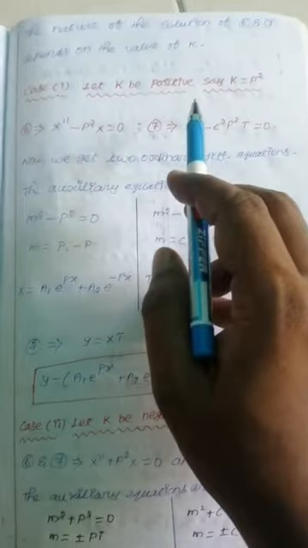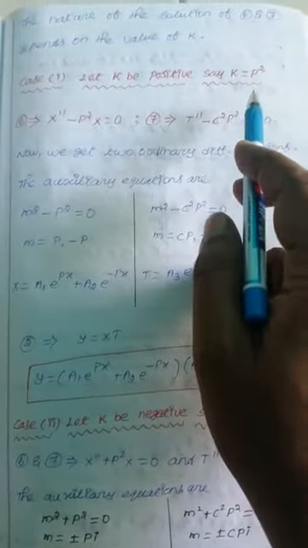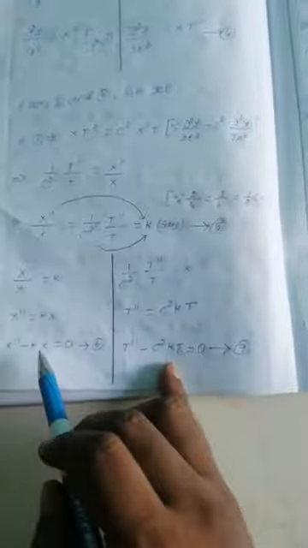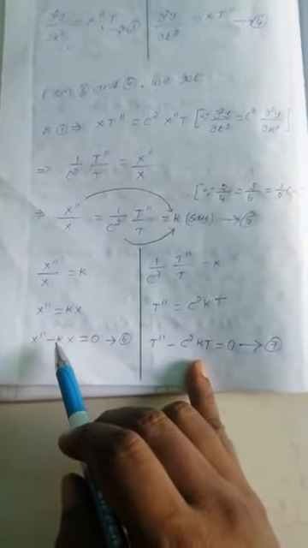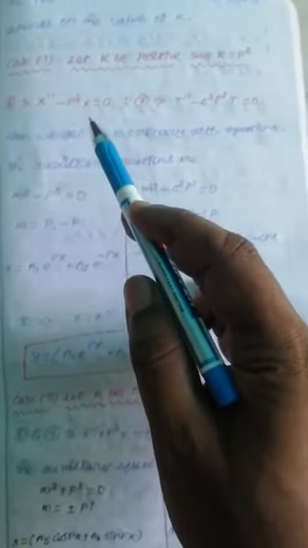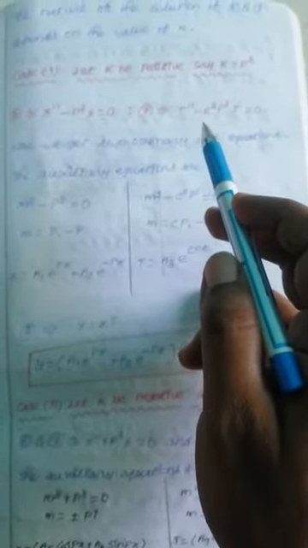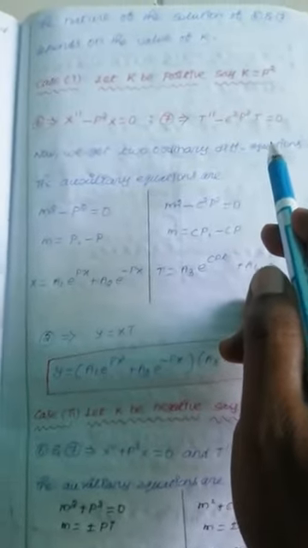In the first case, I have taken k to be a positive value, say k equal to p². Now in place of k, I can substitute the value p², which is positive. X'' minus p² X equal to 0, and similarly T'' minus c² p² T equal to 0.